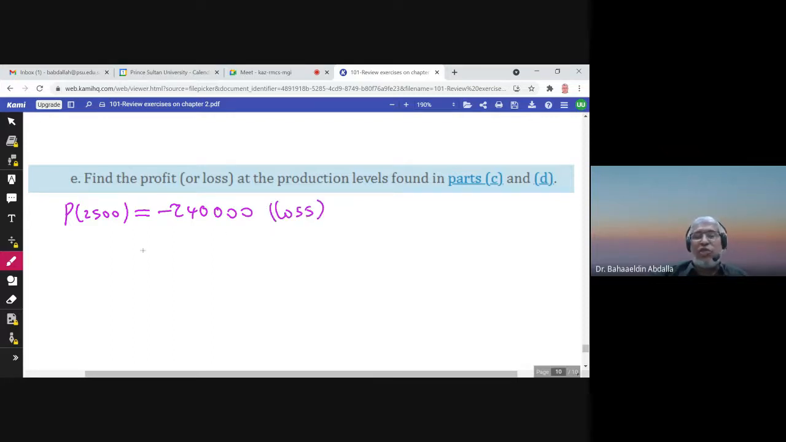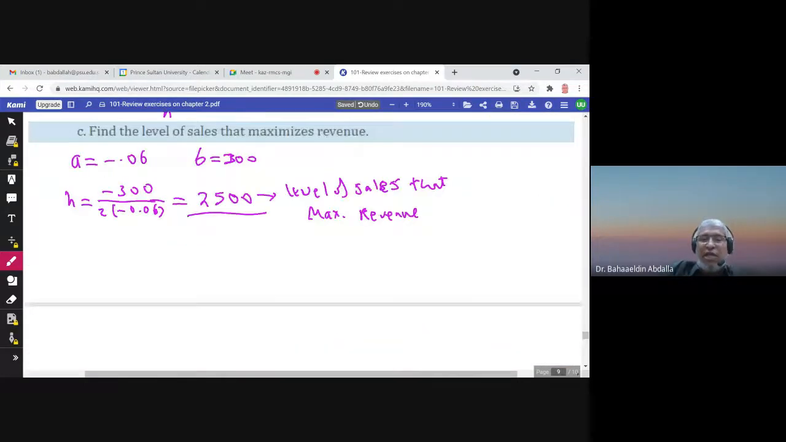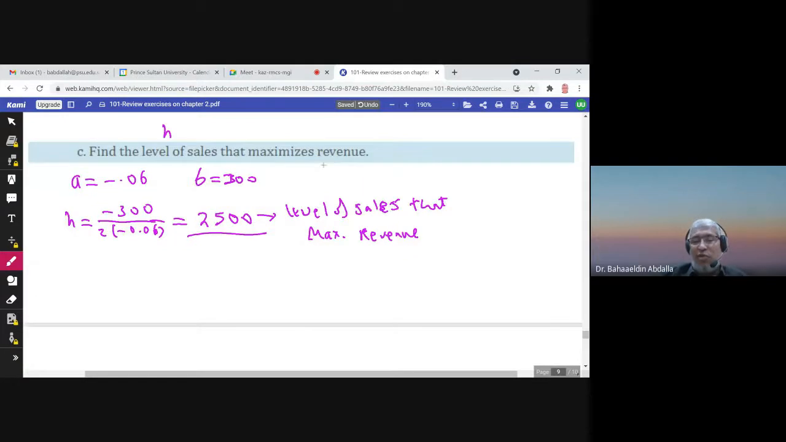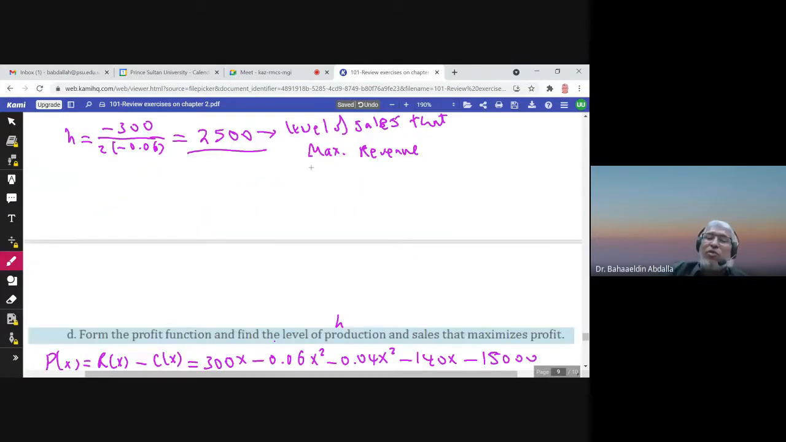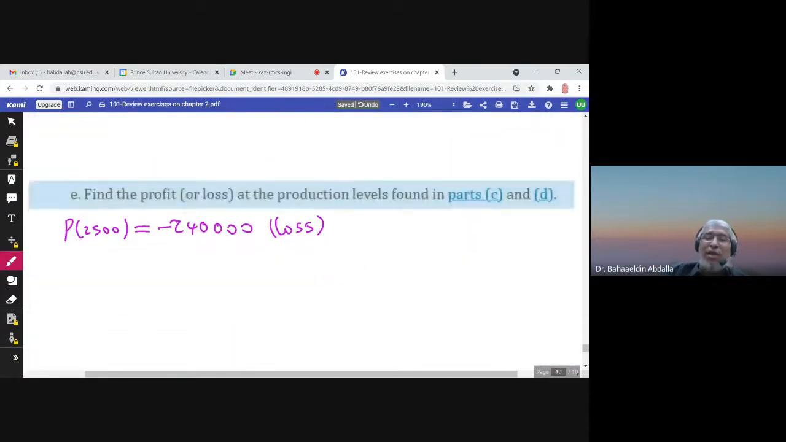So pay attention to this important point. The level of production that maximizes the revenue will give you a loss in the profits at the end. So we do not usually need to maximize the revenue. We need to maximize the profit, not the revenue.